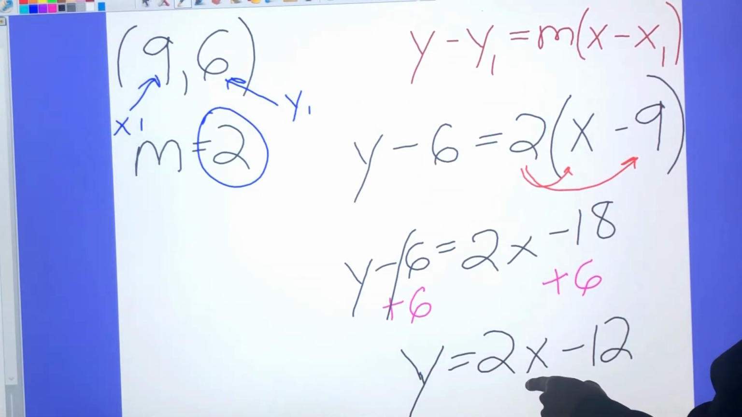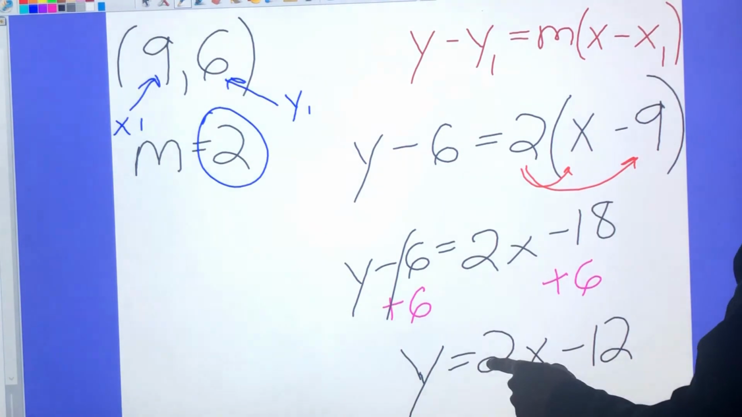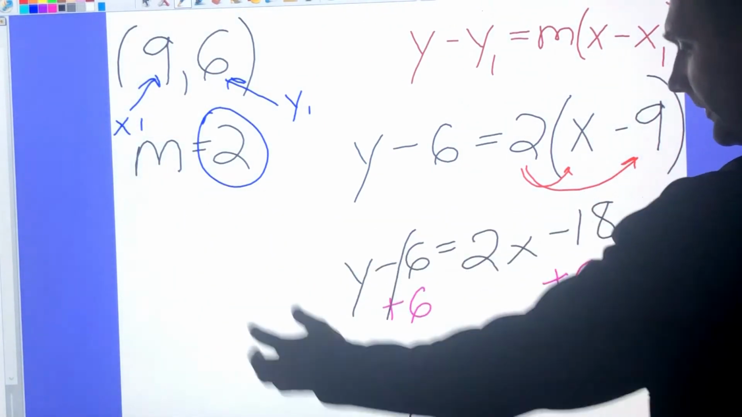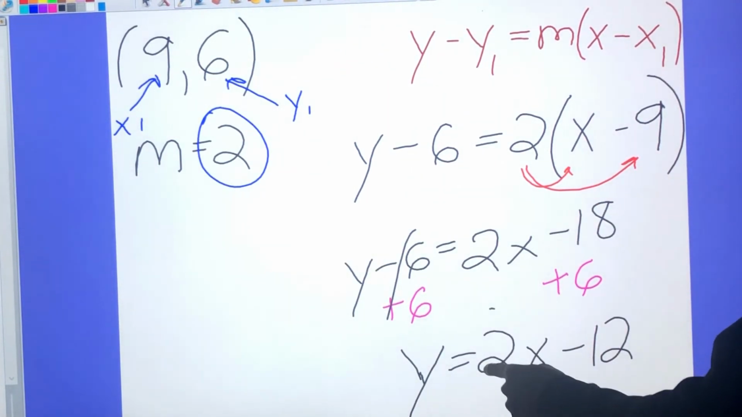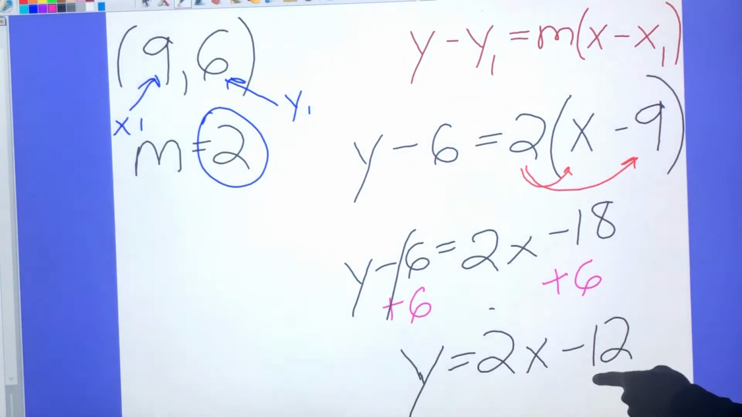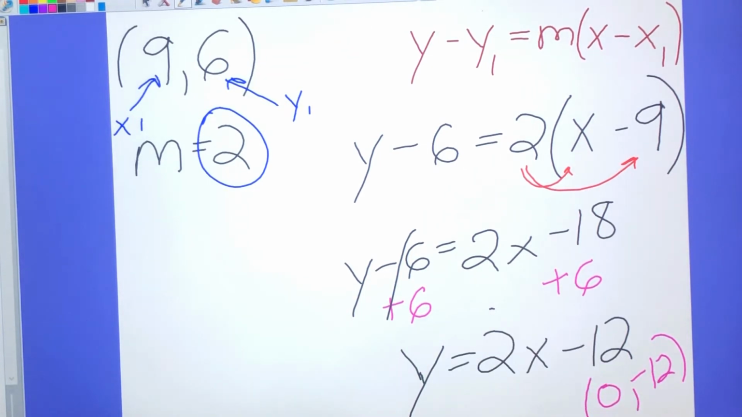I can verify that by plugging in my x. 9 times 2 is 18, minus 12 is 6. It works. And do I have the slope of m? I do. And what is my y-intercept? Again, the y-intercept is a point, it's not a number, so it's not negative 12, it's 0, negative 12 for my y-intercept here.